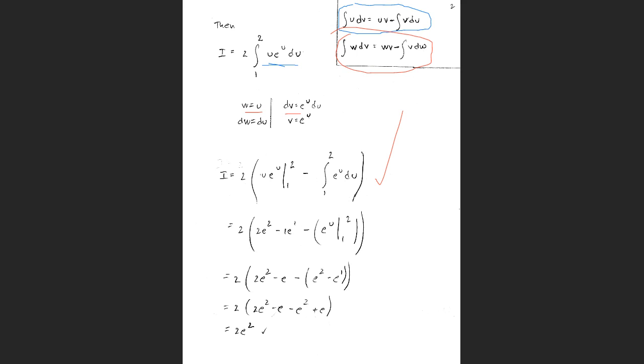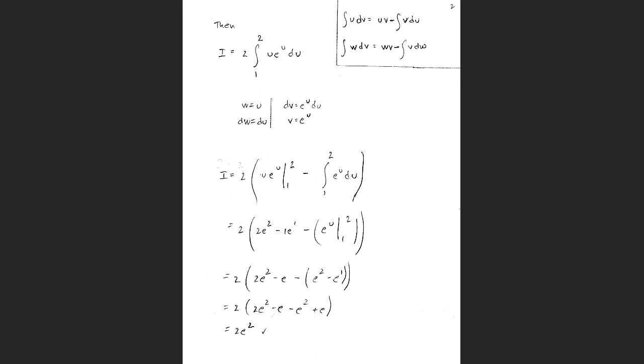And now this e to the u power, that is something that is very nice to work with. You can get its antiderivative, and you're good to go. Of course, when you do integration by parts, the limits don't change. When you do a substitution, you change the limits, but integration by parts, you don't change the limits.